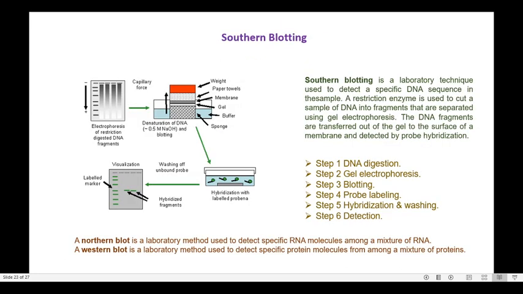Southern blotting is used to hybridize part of the genomic DNA with labeled probes to identify whether our transgene is present or not. Southern blotting is a laboratory technique used to detect a specific DNA sequence in a sample. A restriction enzyme is used to cut a sample of DNA into fragments that are separated using gel electrophoresis. The DNA fragments are transferred out of the gel to the surface of a membrane and detected by probe hybridization.